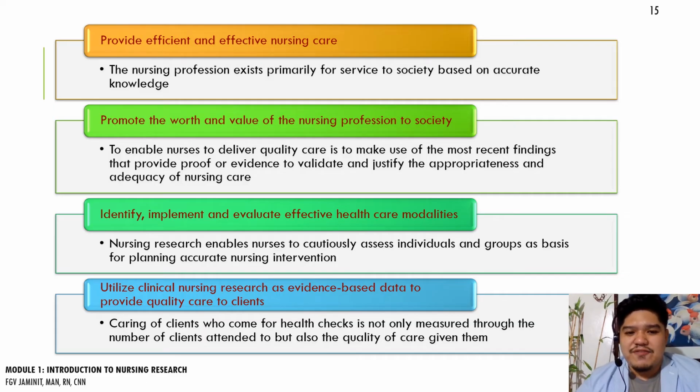Third, identify, implement, and evaluate effective healthcare modalities, such as nursing research enables nurses to cautiously assess individuals and groups as a basis for planning accurate nursing interventions. For example, you're in the community setting, cases of polio. As an example, you determine how many cases of polio or acute flaccid paralysis or polio risks individuals, especially children, are there or present. So it could be a basis for the implementation of guidelines and protocols.